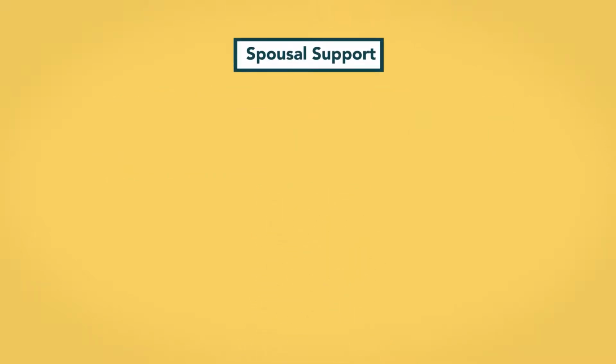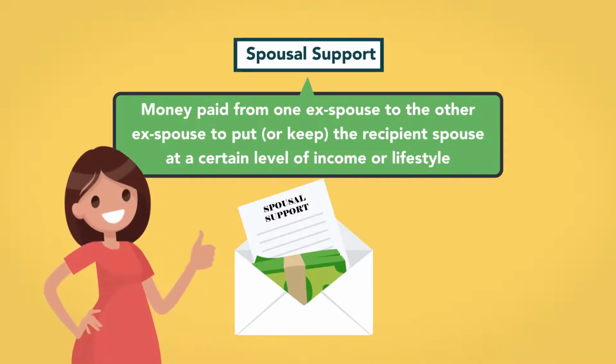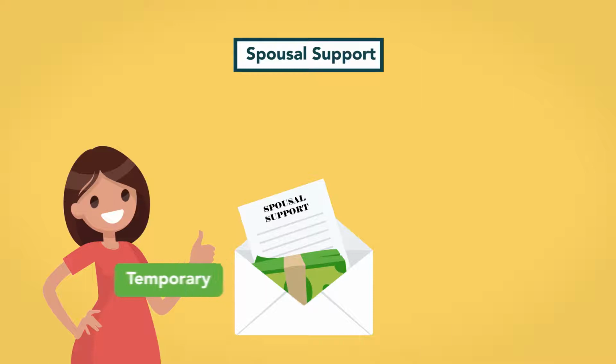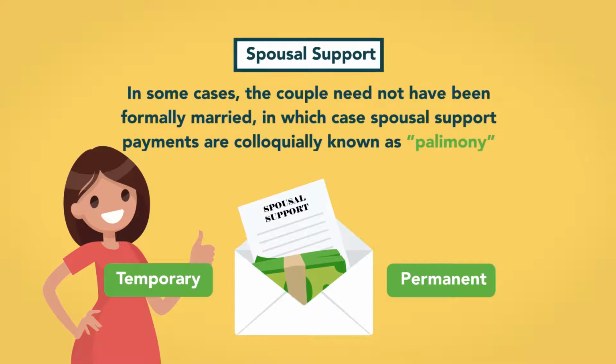Spousal support or alimony is money paid from one ex-spouse to the other ex-spouse to put or keep the recipient spouse at a certain level of income or lifestyle. Spousal support can be either temporary or permanent. In some cases, the couple need not have been formally married, in which case spousal support payments are colloquially known as palimony. We will expand on this topic in Module 3.